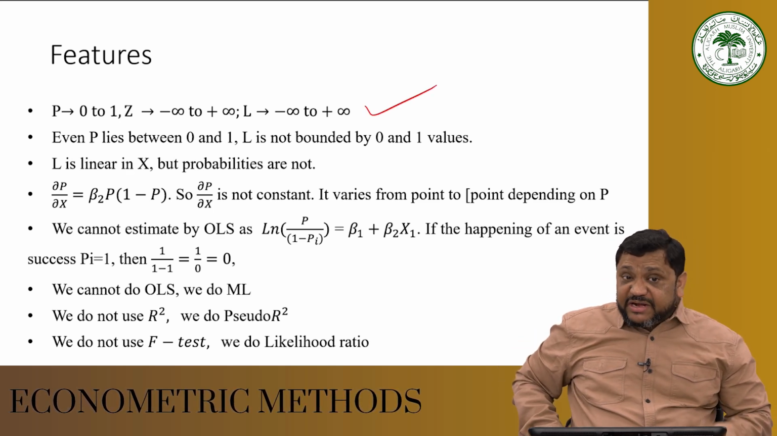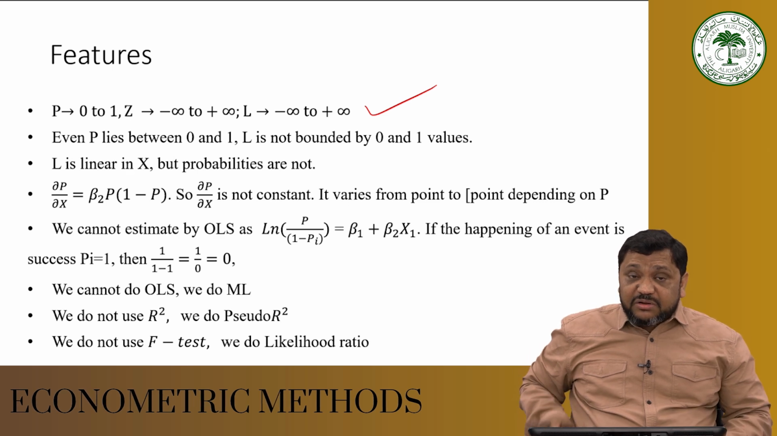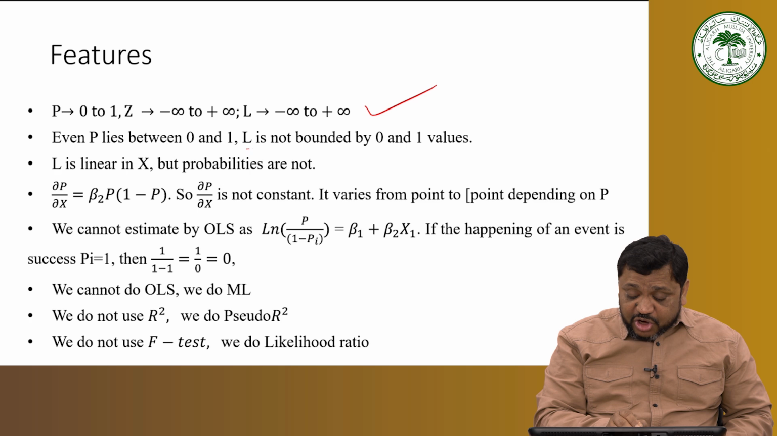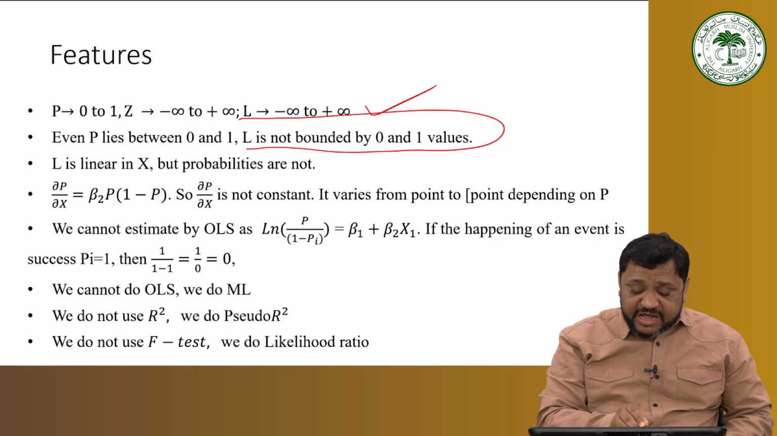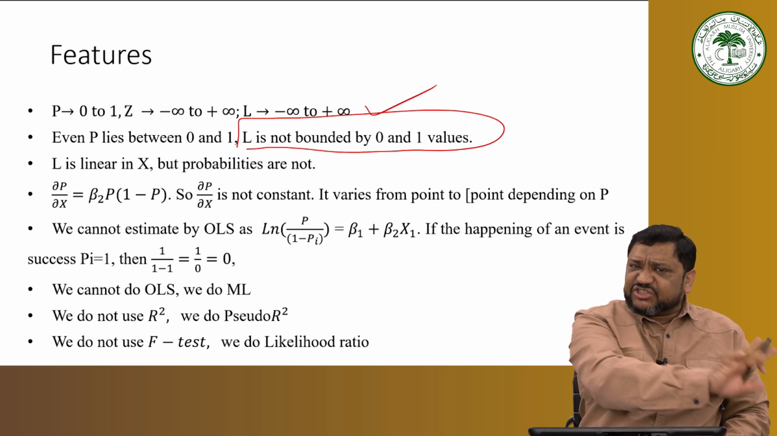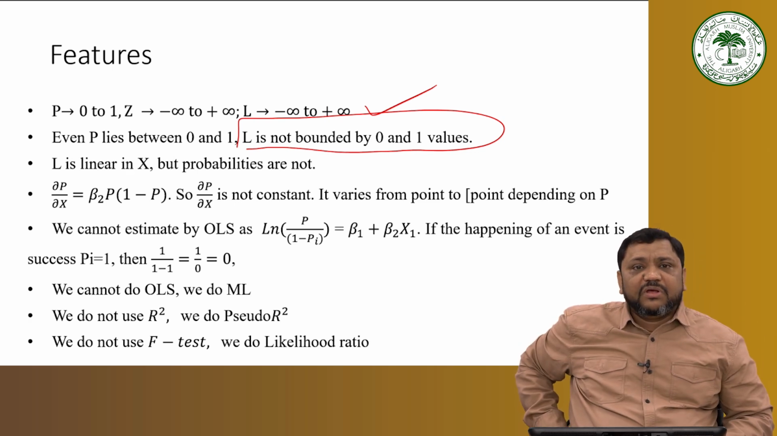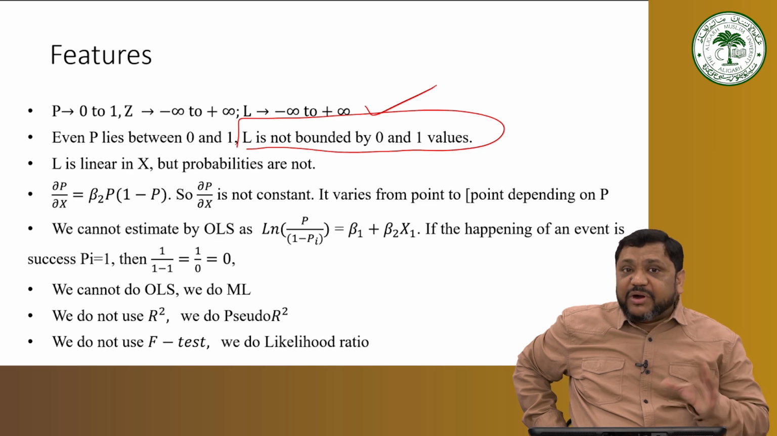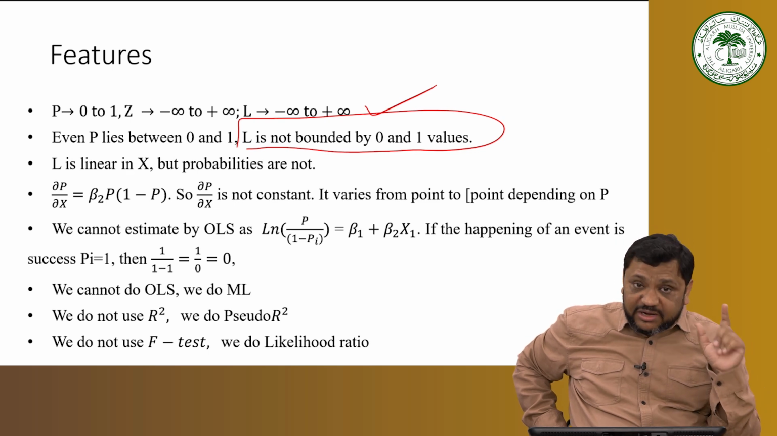Even if the probability lies between 0 and 1, the Li, that is the logit, is not bound by the values of 0 and 1. They can go beyond 0 and 1, but my probability is still between 0 and 1. Next, Li is linear in X, agreed, but the probabilities are not linear.